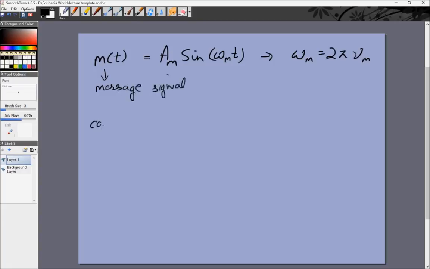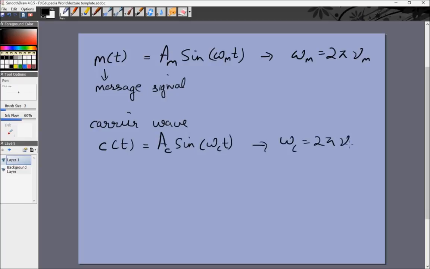And let's have the carrier wave C of t be represented again by AC sine omega C t, with omega C equal to 2 pi mu C, and of course mu C has to be much, much greater than mu M. That is the whole purpose of modulation in the first place.